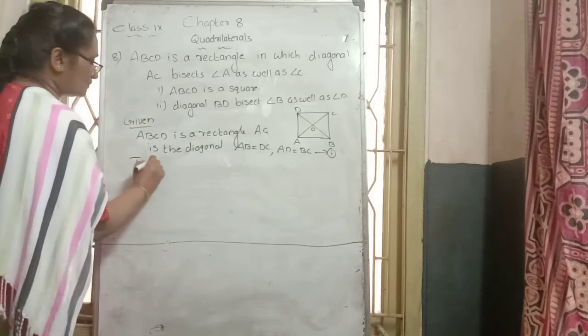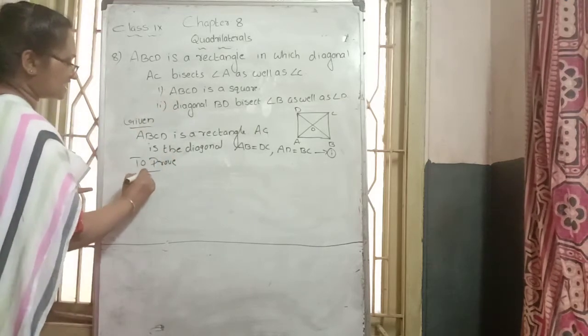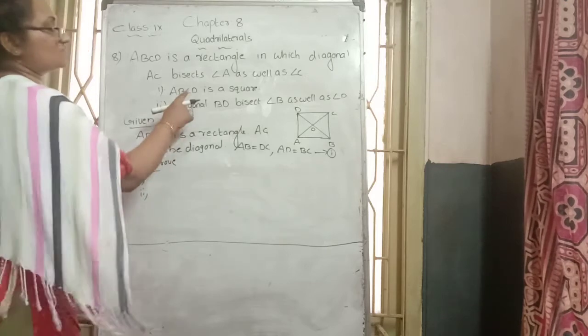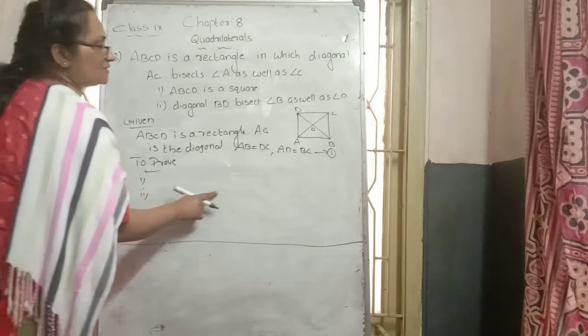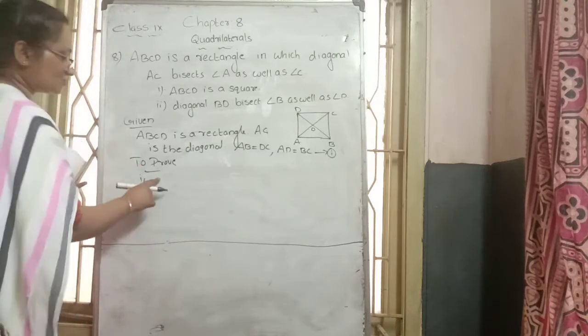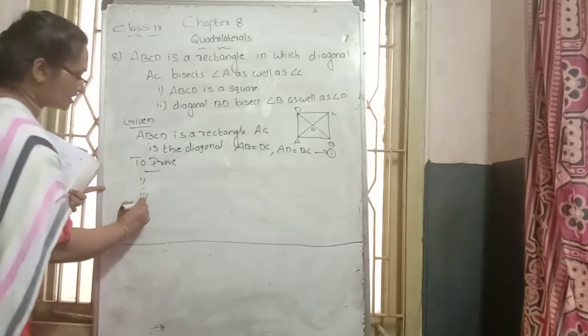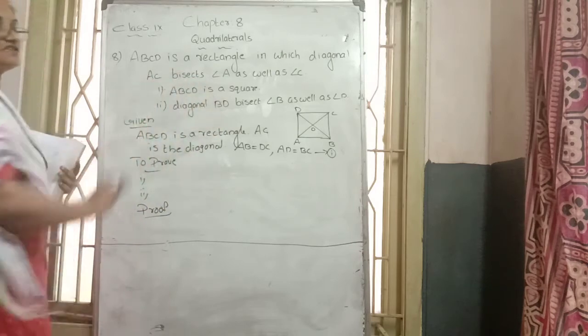Then for the to-prove case, we want to prove these two things. Once again, repeat: first, ABCD is a square. Second, diagonal BD bisects angle B as well as angle D. Those two things we write in the to-prove case. Third step, proof. How to prove this?